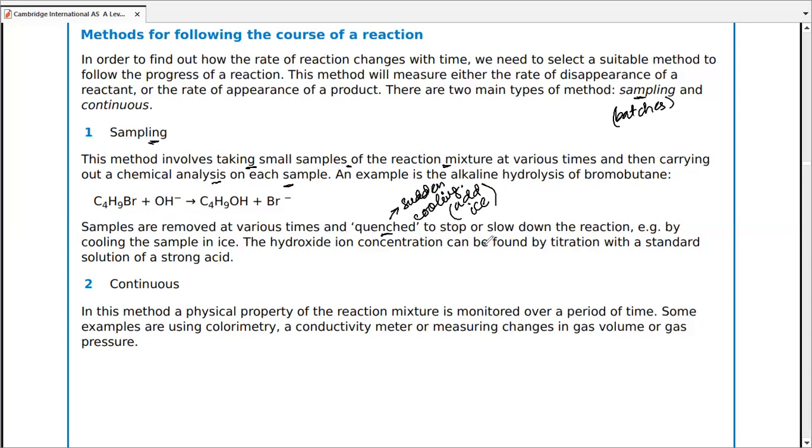If we don't want to do that, we can always take help of any of the techniques that relate to the use of any liquefied form of gases, such as the use of liquid nitrogen. But again, the consumption of liquid nitrogen makes it very expensive, and that is only used in a set of labs around the world. So it stops or slows down the reaction. Cooling the sample in ice is a very good example. Hydroxide ion concentration can be found by titration with a standard solution of a strong acid.